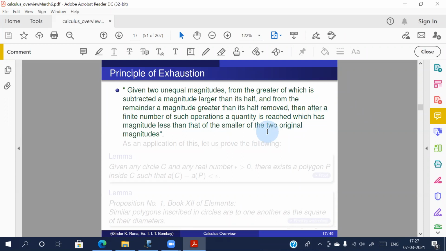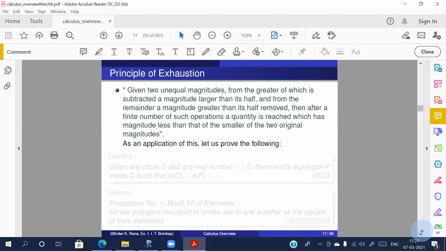So basically it says that given a, you can go on removing something more than half of the remaining, more than half, and what you will be left with will be very, very small, and that small you can prescribe beforehand. So the idea of a limit is embedded in that.